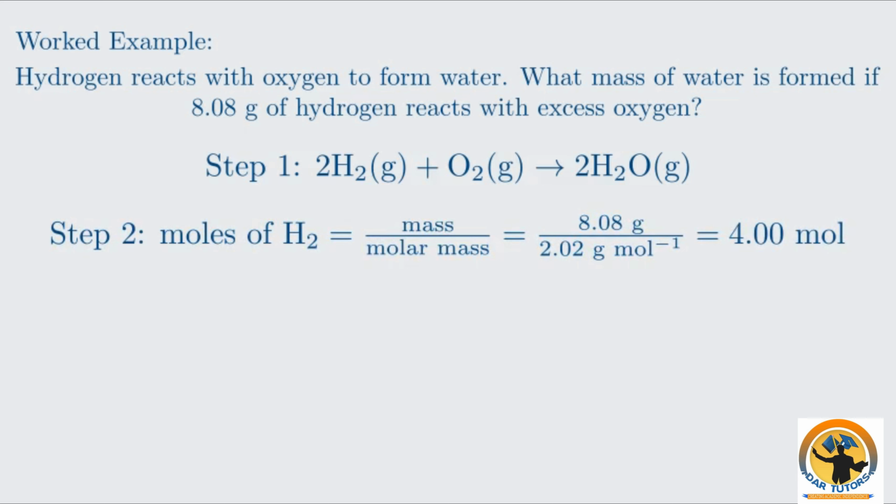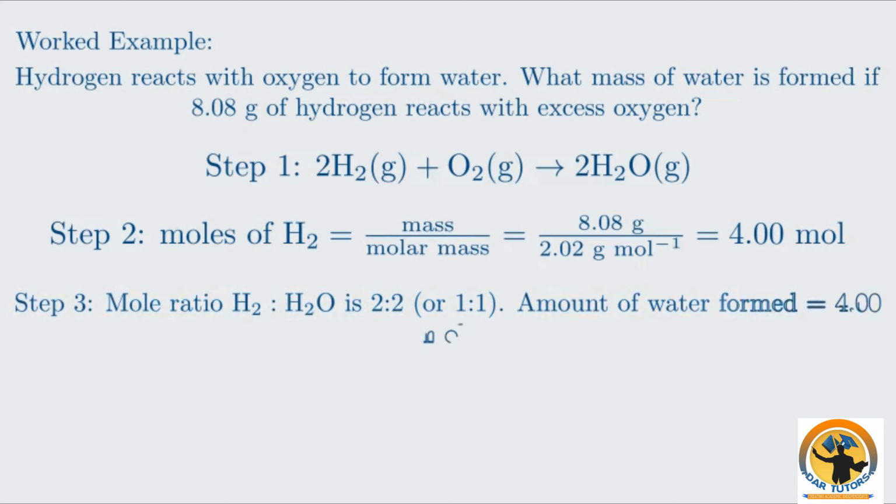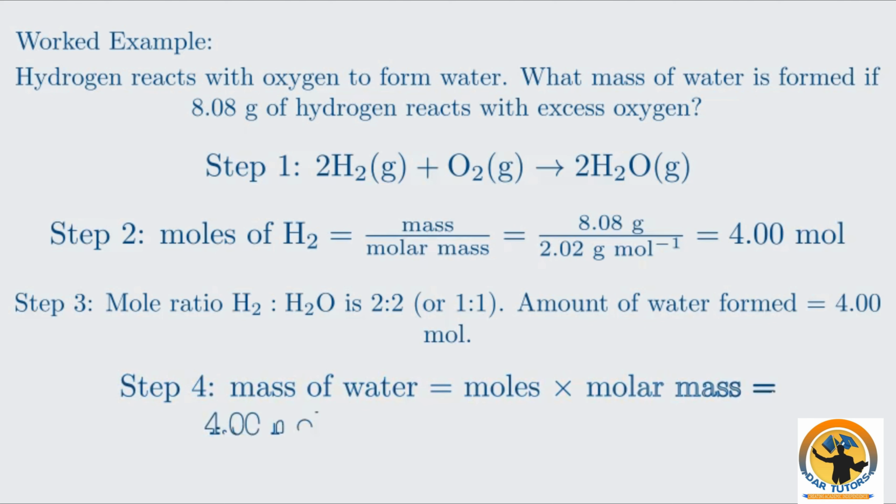Step 3 involves the mole ratio. From the balanced equation, we see that 2 moles of hydrogen react to form 2 moles of water. This is a 1-to-1 mole ratio. Since the ratio of H2 to H2O is 2-to-2, or 1-to-1, 4 moles of H2 will produce 4 moles of H2O. Finally, step 4, we convert the moles of water to grams. The molar mass of H2O is 18.02 g/mol. We multiply the moles of water, 4, by its molar mass, 18.02 g/mol, to get our final answer, 72.08 grams of water. Always include units in your final answer.